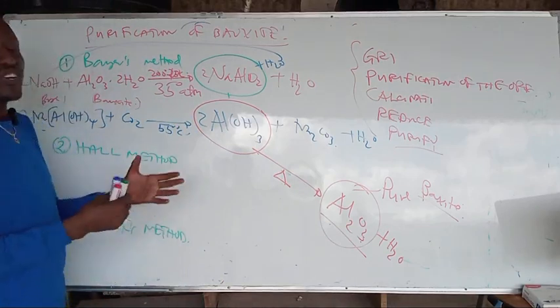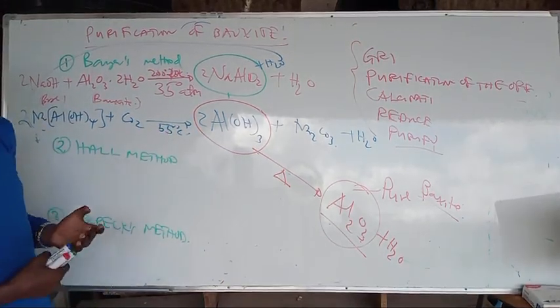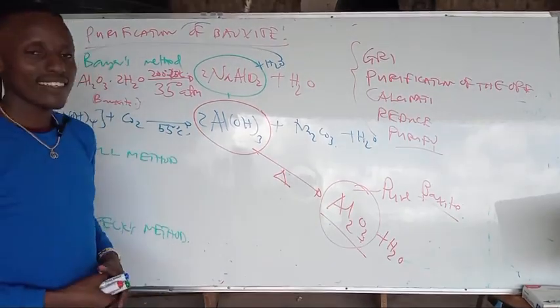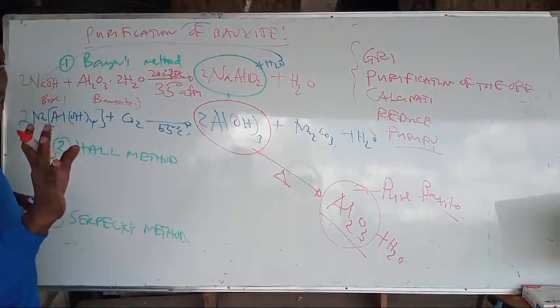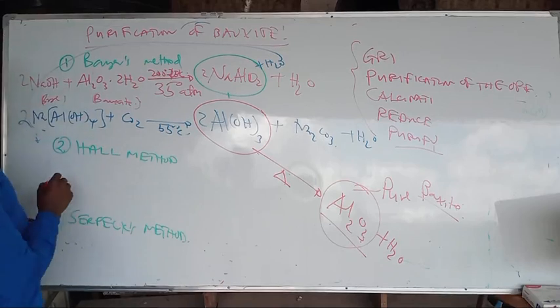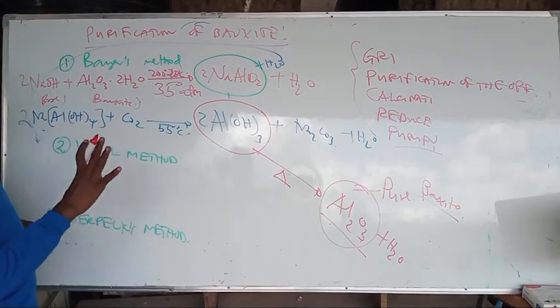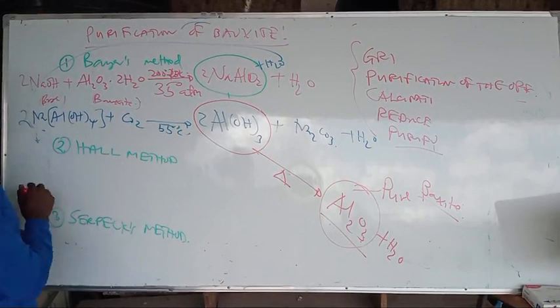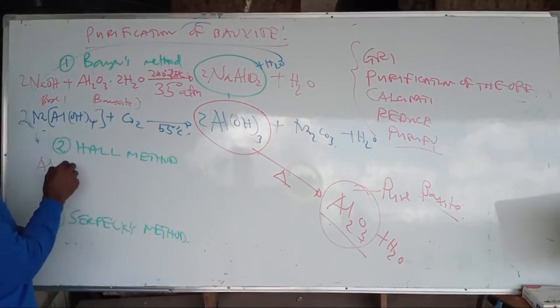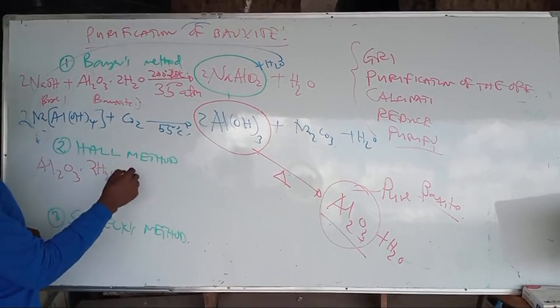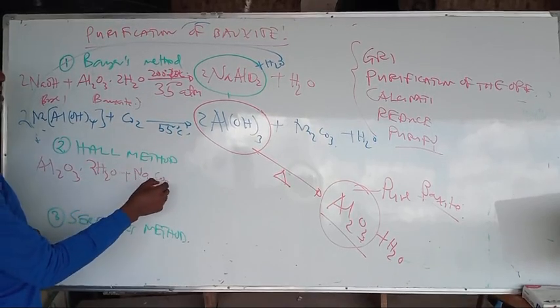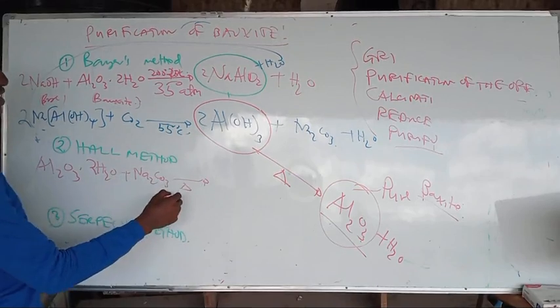If you don't use that method, you can use the Hall method also to get this. How do you use the Hall method? It's just burning with sodium carbonate directly. We have the aluminium oxide, the bauxite, with the 2 water of crystallization. I just burn it directly with the sodium carbonate, heating.